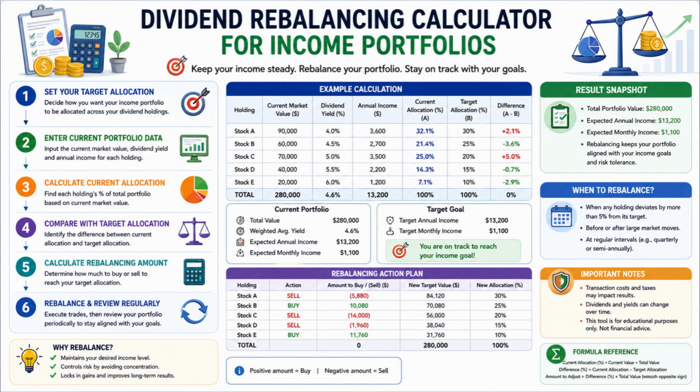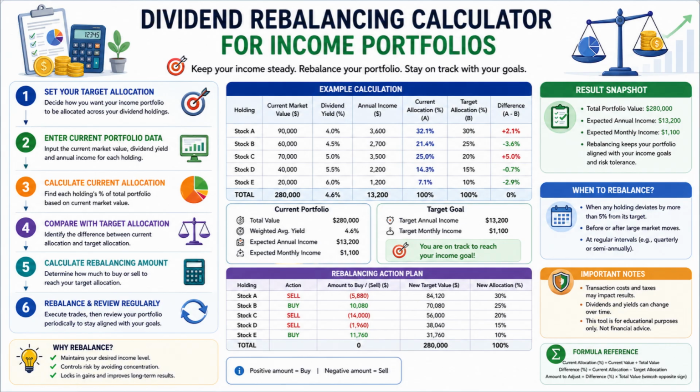After comparing the numbers, calculate the rebalancing amount. If a holding is above its target, you may need to sell part of it. If a holding is below its target, you may need to buy more. In this example, stock A requires selling about $5,880, while stock B requires buying about $10,080.